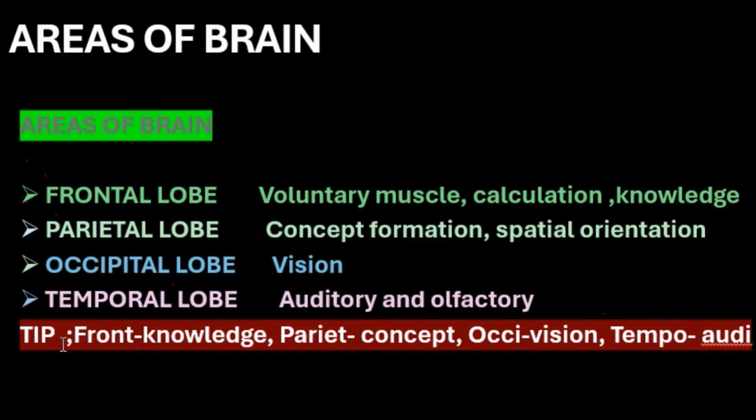If you remember this short form, you can connect it to: frontal lobe is voluntary muscle, knowledge, calculation; parietal is concept formation; occipital is for vision; and temporal lobe is for auditory and olfactory functions.